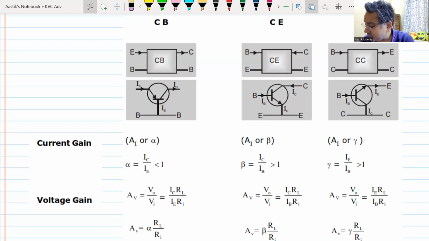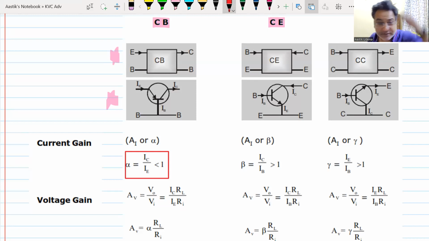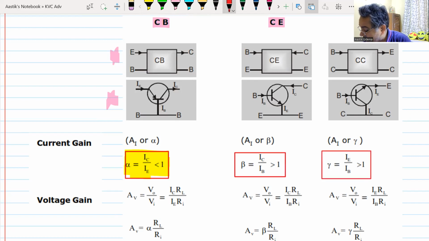Then write all the three things. The third one we have not seen. Just a repetition: CB, CE and CC. Do we understand the meaning of CB, CE and CC? Yes, sir. You don't have to draw this, it saves time. You have already drawn this. Current gain in the first case is IC by IE. Remember, collector current is always less than the emitter current, so this is less than 1. You'll have to remember this. Then in this case, it is known as beta, IC by IB. And in the third case, it is known as gamma. Do we understand this? Yes, sir.